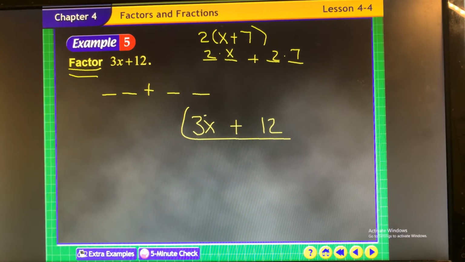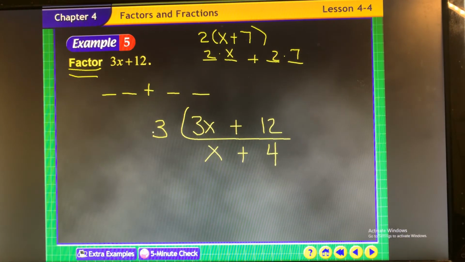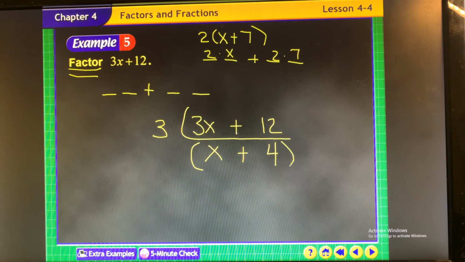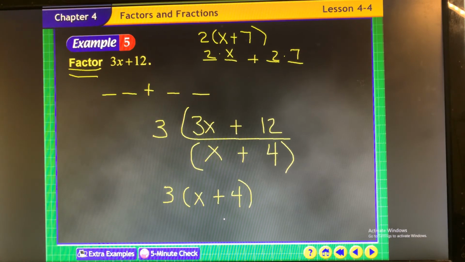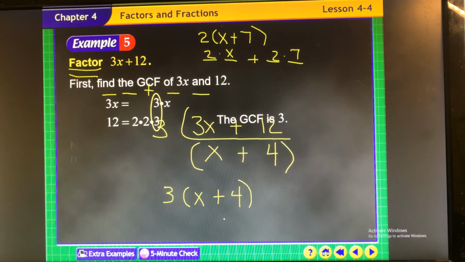So think of it as 2 monomials, just like we were just doing. 3 on the outside, right? Because 3 can go into this and this. No variables on the outside. What are you left with? An x and a 4. This is on the outside, this is inside. So it's 3 times the quantity of x plus 4. That's factoring the binomial. Do it again.